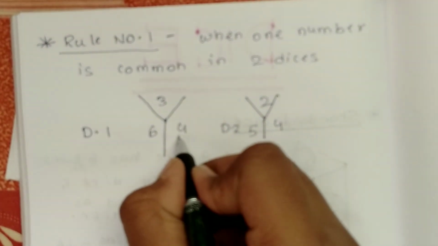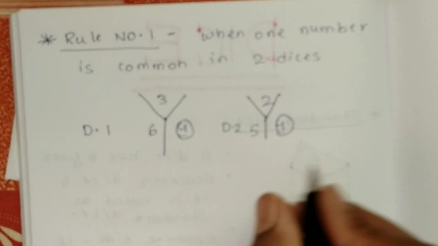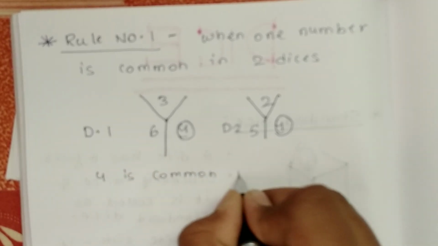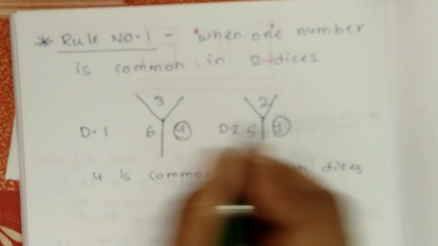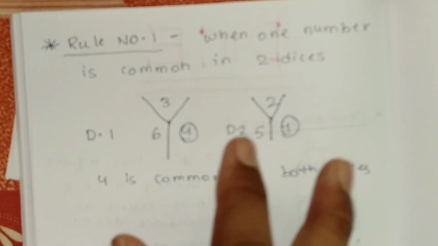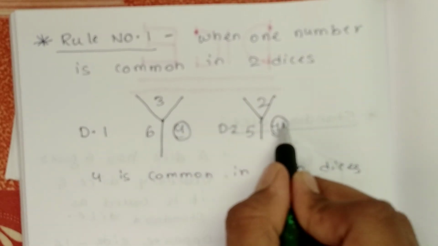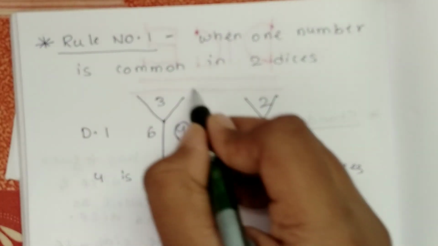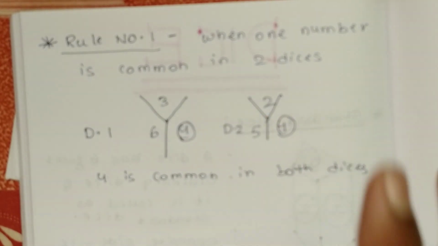Now here only 1 is common, that is 4. In die 1 and die 2, only 1 is common, that is 4. 4 is common in both the dice. So when they give a question like this in any exam, and you see only one number is common here and here, what you should do is rotate either clockwise or anti-clockwise. It's my wish, we can take either clockwise or anti-clockwise.